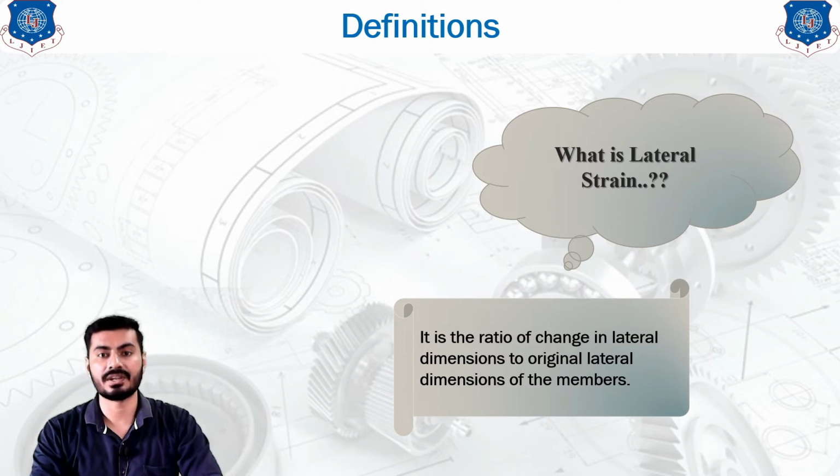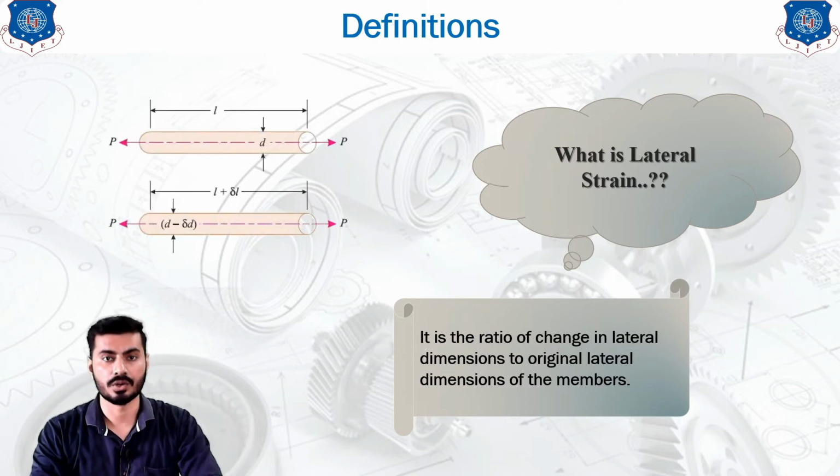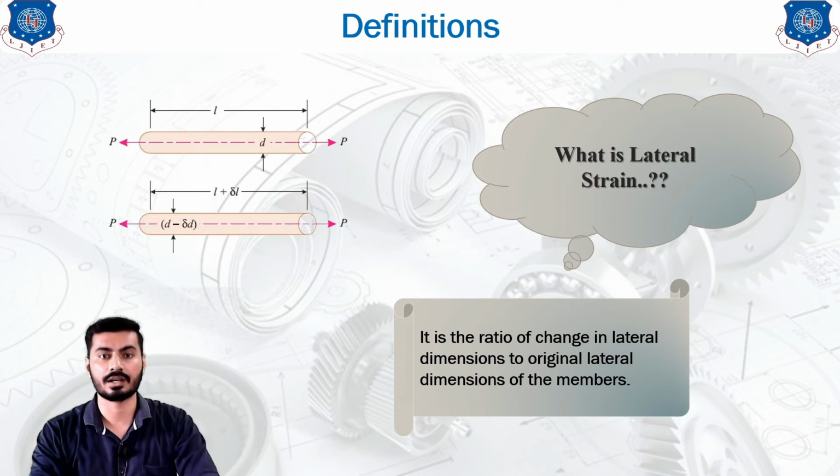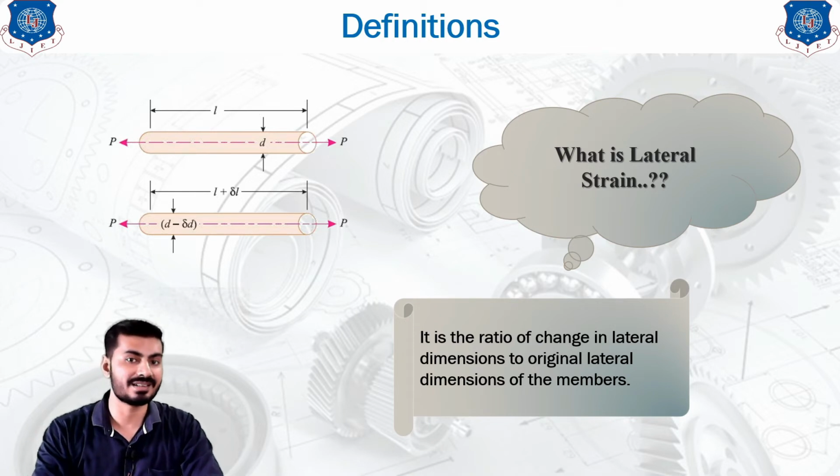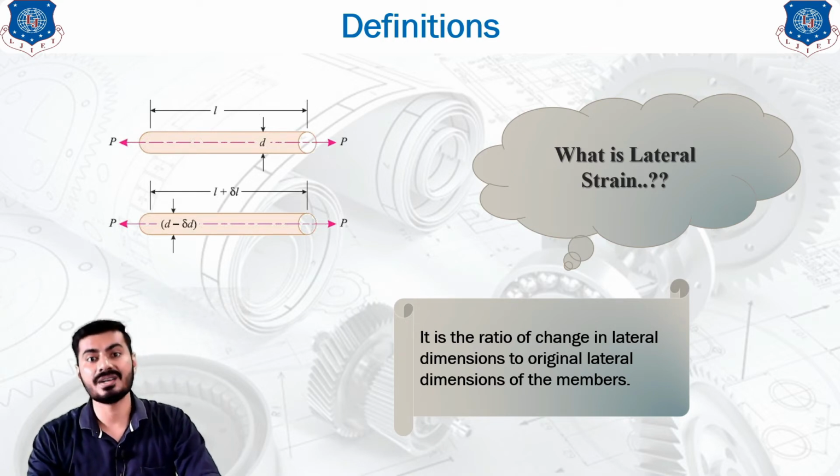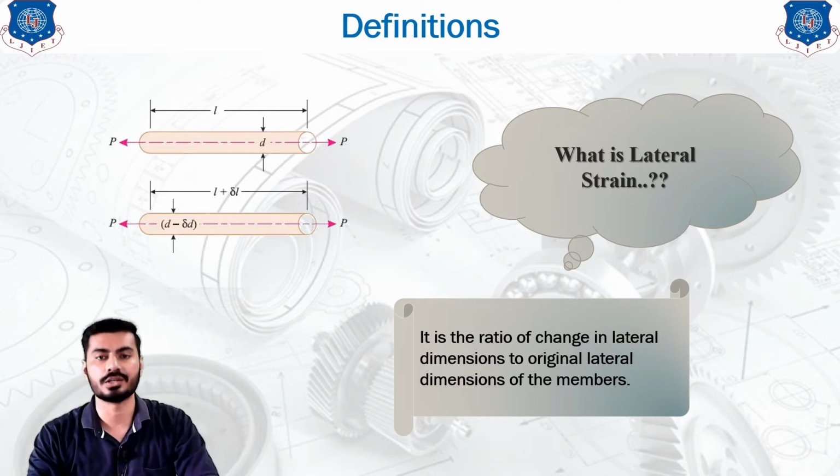So these two strain types should be clear for the definition of the Poisson's ratio. As you can see in this diagram, we have taken an example of a circular bar in which the pull force P is applied on this bar. Then the length may increase, that is represented by L plus delta L, but the diameter of the bar will be reduced, that is nothing but the lateral dimension which is going to be reduced.